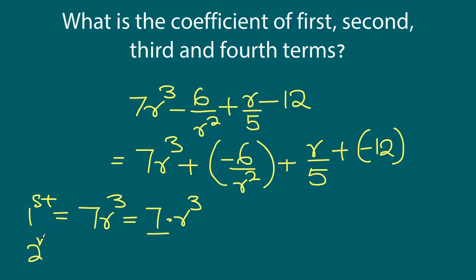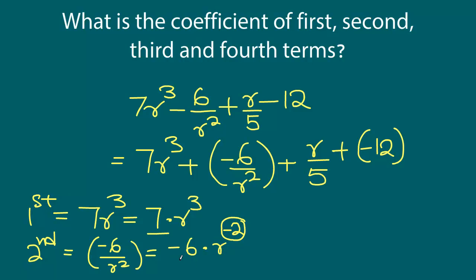What about the second term? The second term is minus 6 by r squared. We can write that as minus 6 times r to the power minus 2. Now it doesn't matter the power to which a variable is raised, the exponent of the variable. We are focusing on the numerical part, right? The numerical factor, which is minus 6 here. So the coefficient is minus 6.